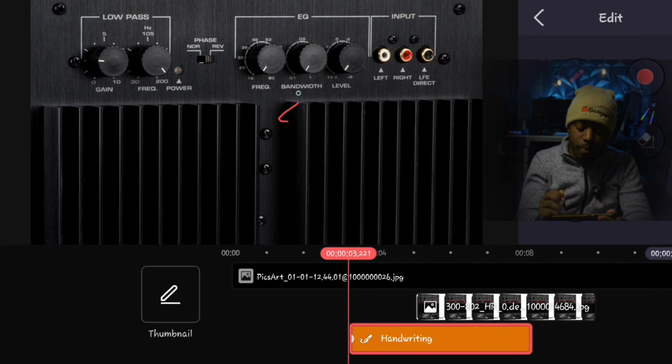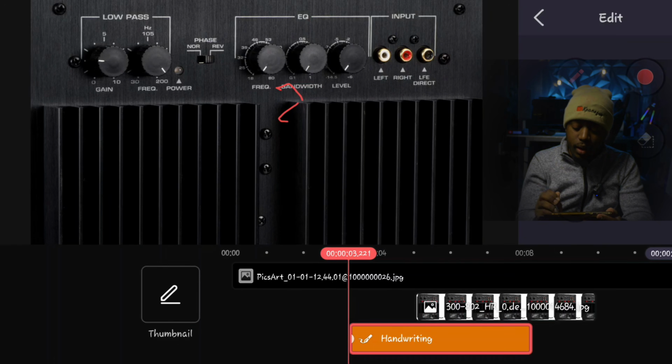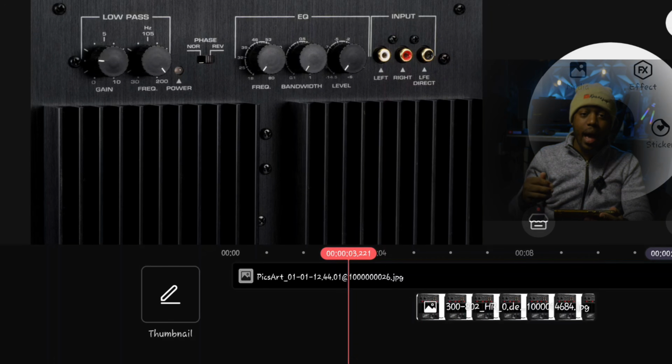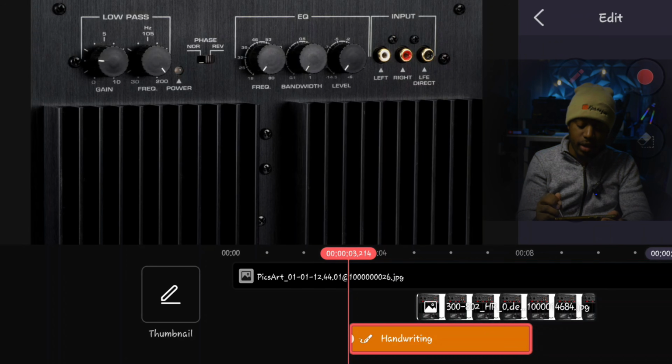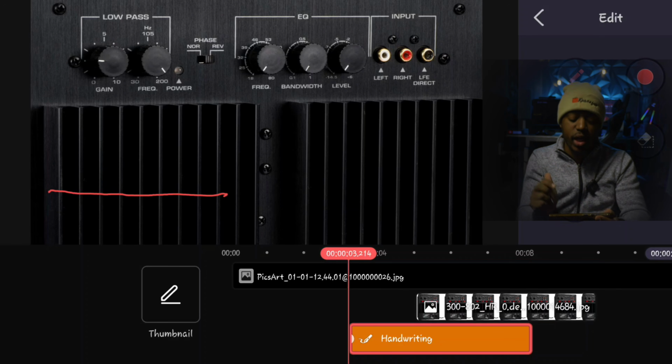But take a look at your bandwidth knob here. This one is called the Q factor. The Q factor changes how many other frequencies around the target frequency you want to affect. So let's talk about it like this. Let's say I have a flat line. This is no EQ added to my line. This is just a flat line, no adjustments.